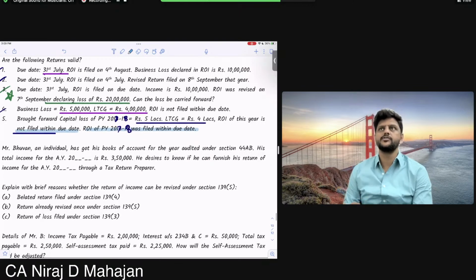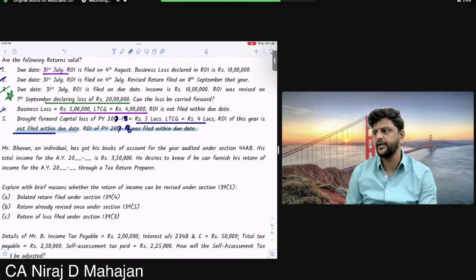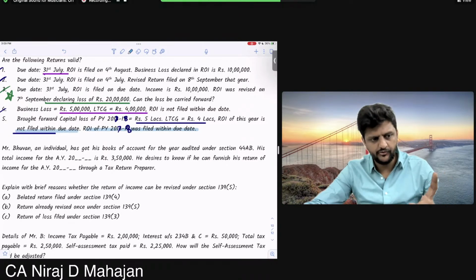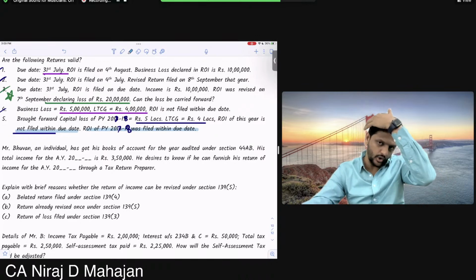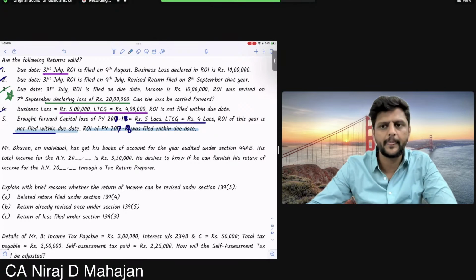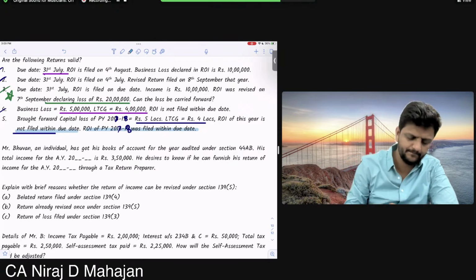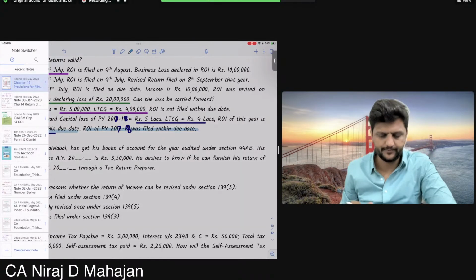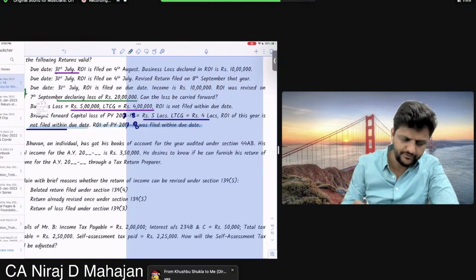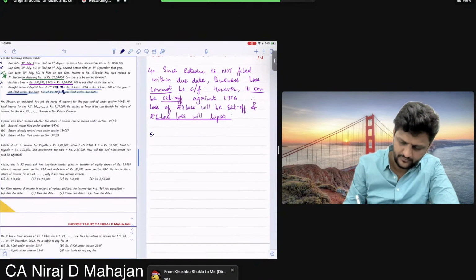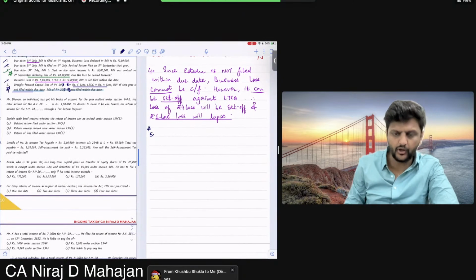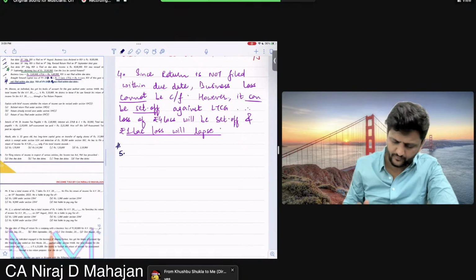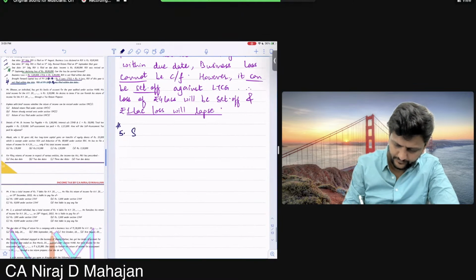Basically, which year's return you have to file compulsorily within due date? The year of loss. The loss belongs to which year? That year's loss, that year's return should be filed within due date. Clear? 139(1) due date. Fifth point, number 5, star mark. Okay, clear all of you?